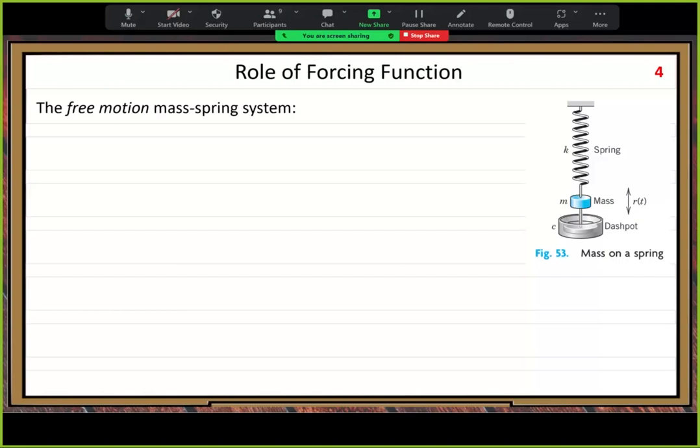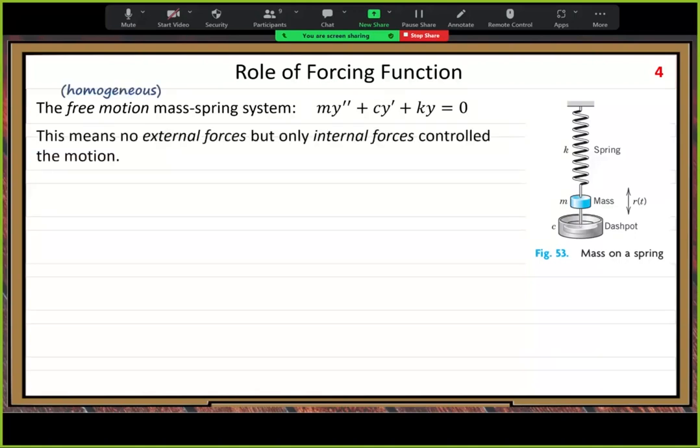The free motion mass-spring system, our previous one, is a homogeneous equation. The right hand side is 0. There is no forcing function. Homogeneous system. So this means no external forces.